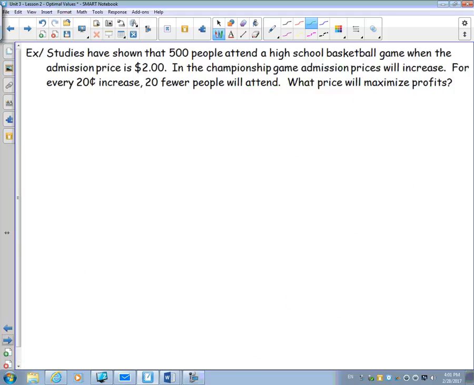Let's take a look at the next one. Studies have shown that 500 people attend a high school basketball game when the admission price is $2. In the championship game, admission prices will increase. For every 20-cent increase, 20 fewer people will attend. What price maximizes profits? So this is one of our typical questions from grade 10.